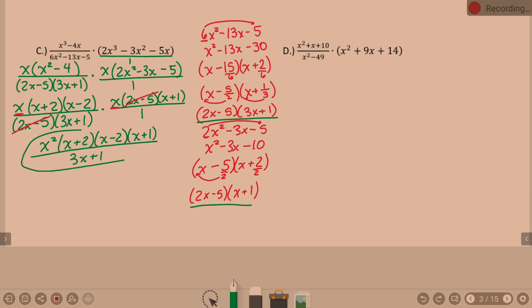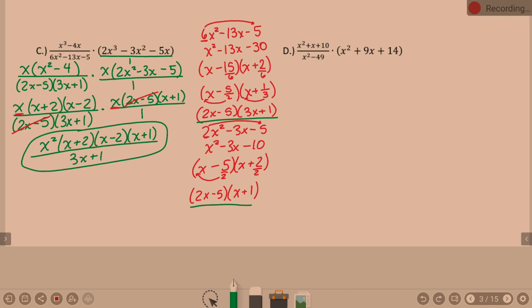Will there be times where not much cancels? Yes, there's going to be times where practically everything cancels. There's going to be times where not much cancels and we're kind of annoyed that we just did all of that factoring and not a lot canceled. I get it. Okay.